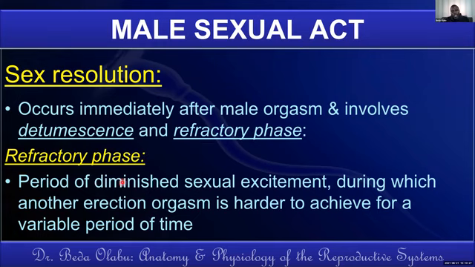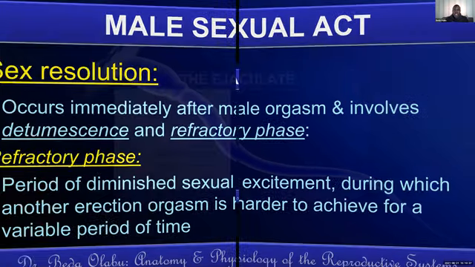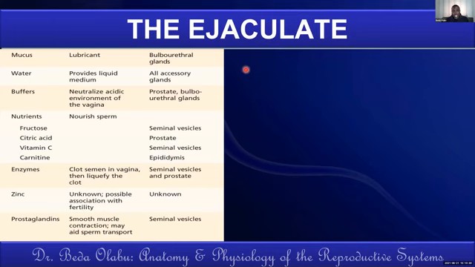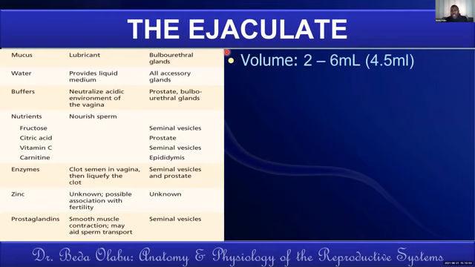Again, it's something that happens. So ladies, if you see it happening, don't say these guys are animals. It's just normal physiology in males. Right, so those are the stages of male sexual response. Let's finish with this slide, the ejaculate, before I give a break. The ejaculate is what comes out, what the men ejaculate, basically the semen.